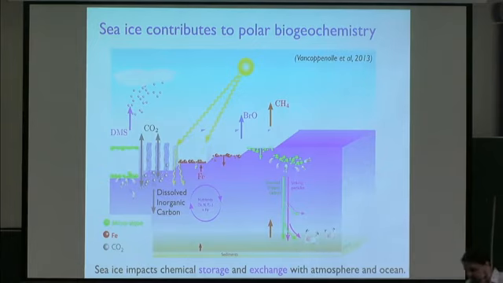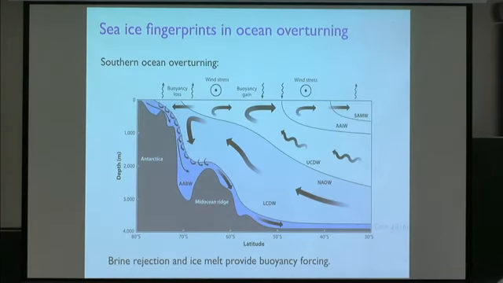You heard a little bit about this from Martin earlier in the week. Another reason you might be interested in this is a result of the segregation that happens as you freeze salt water. The water goes into the solid ice crystals, and some of the brine gets rejected into the underlying ocean. So when the ice melts somewhere else in the ocean, you start to provide fresh water. And this combination of brine rejection and ice melt can provide buoyancy forcing for the ocean circulation.